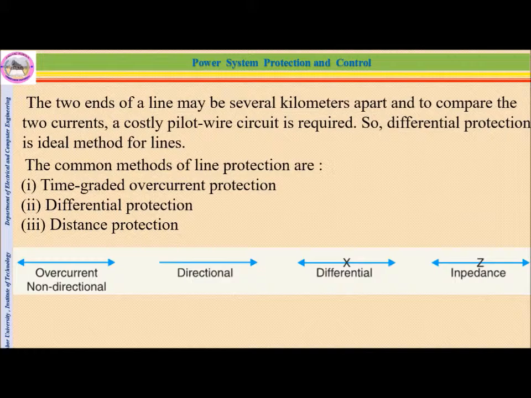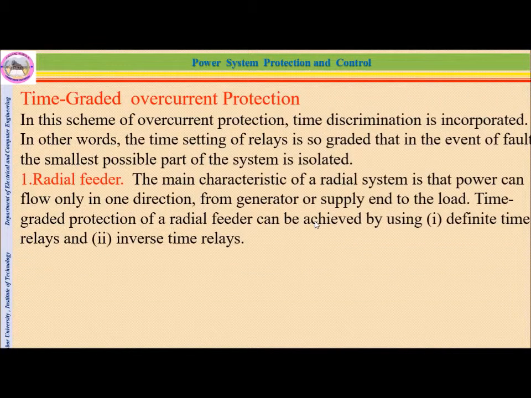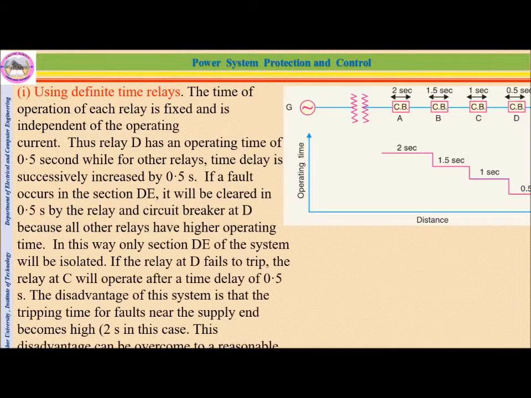Time graded overcurrent protection. The first one, time graded overcurrent protection. In this system of overcurrent protection, time discrimination is incorporated. In other words, the time setting of the relay is so graded that in the event of a fault, the smallest possible part of the system is isolated. Let us see radial feeders. The main characteristic of a radial system is that power can flow only in one direction, from generator to supply or load. Time graded protection of a radial feeder can be achieved by using two relay mechanisms: definite time relays and inverse time relays. Let us see one by one.